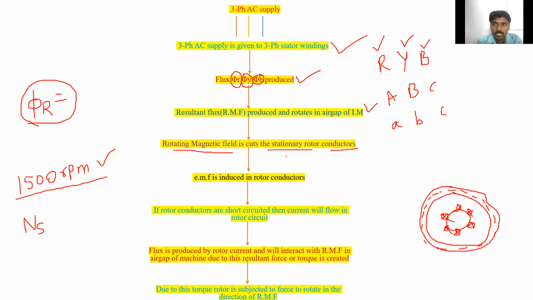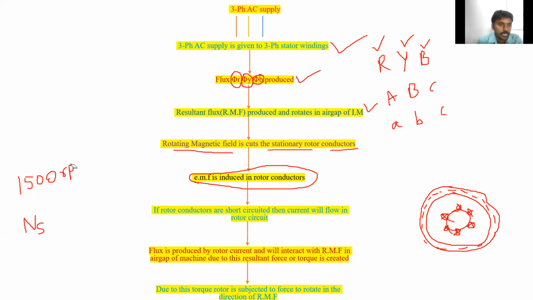Clear? So this flux cuts the rotor conductors. Once it cuts the rotor conductors, what happens? Some EMF is induced in the rotor conductors. For example, the best example I will explain to you, transformer.